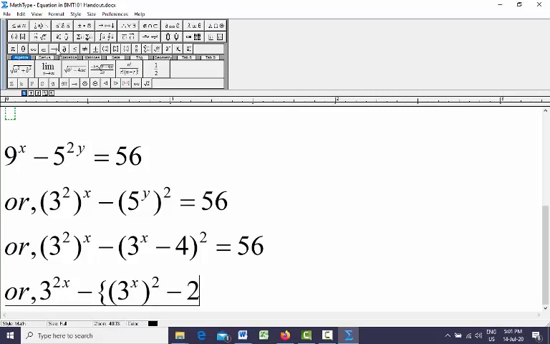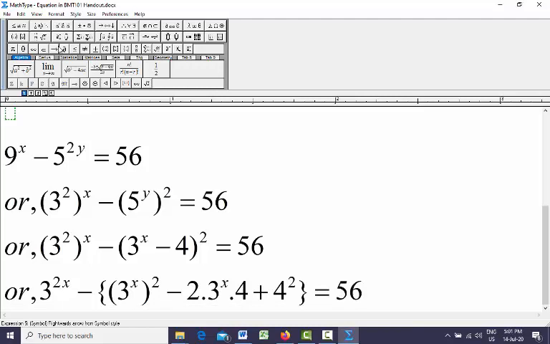2ab. So that means minus 2 multiplied by 3 to the power x. This is the a, and multiplied by b. B is 4. Plus 4 square, that means b square, 4 square, right? Is equal to 56.